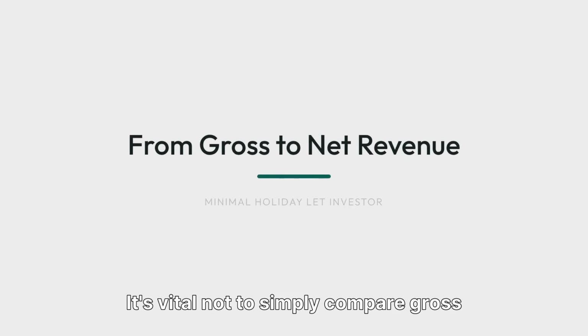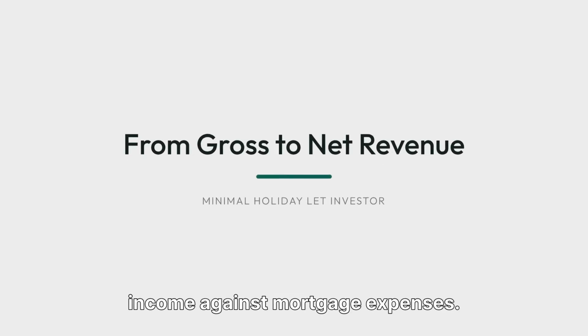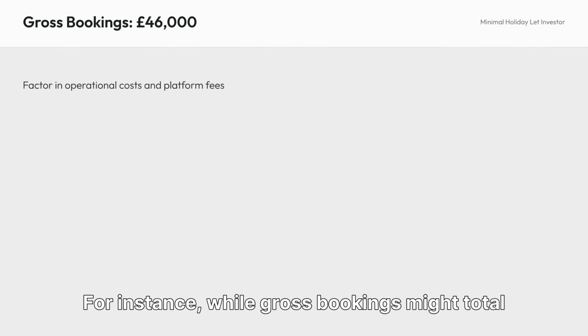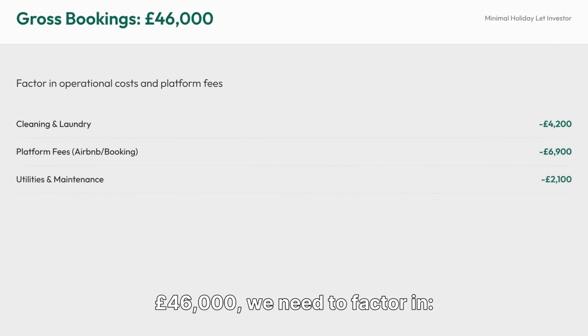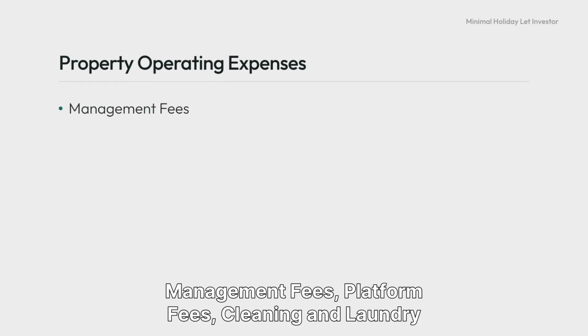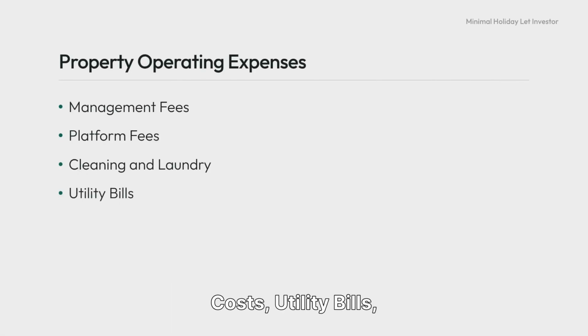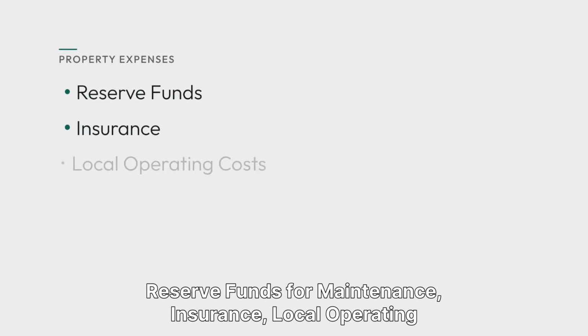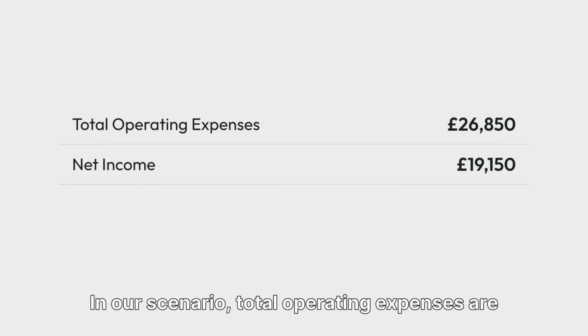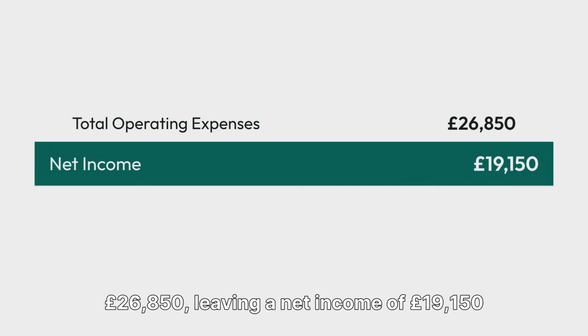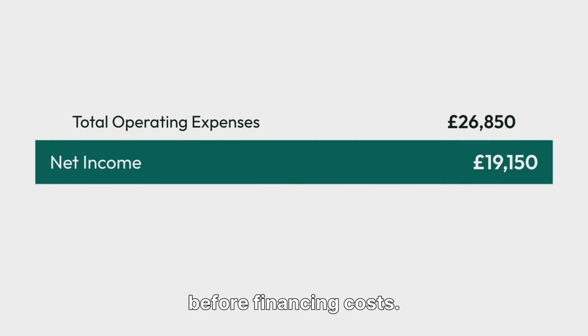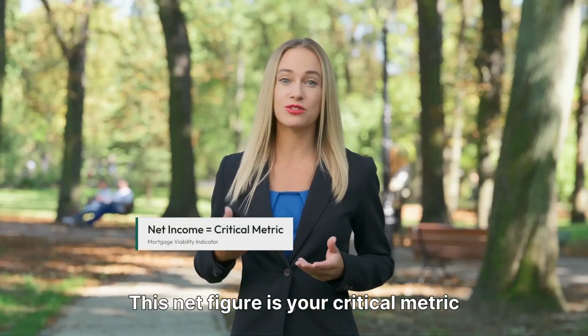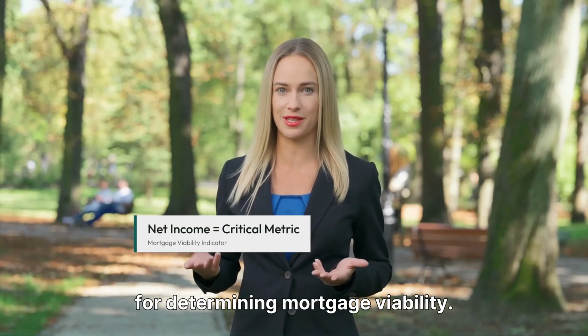It's vital not to simply compare gross income against mortgage expenses. For instance, while gross bookings might total £46,000, we need to factor in management fees, platform fees, cleaning and laundry costs, utility bills, reserve funds for maintenance, insurance, local operating costs, and contingency funds. In our scenario, total operating expenses are £26,850, leaving a net income of £19,150 before financing costs. This net figure is your critical metric for determining mortgage viability.